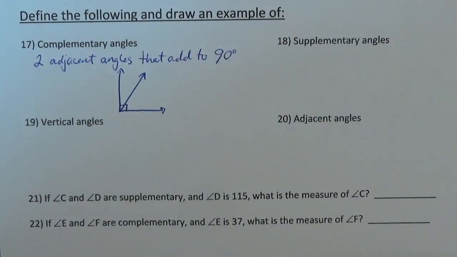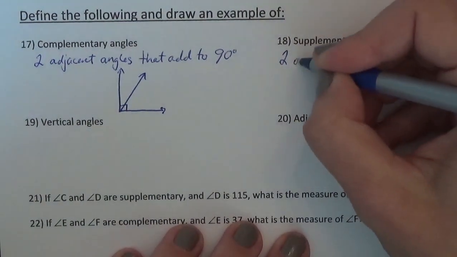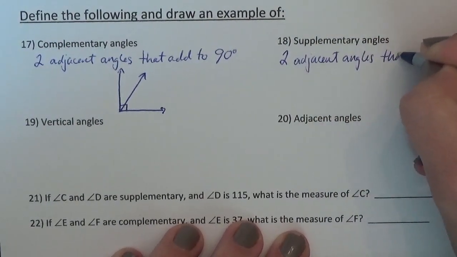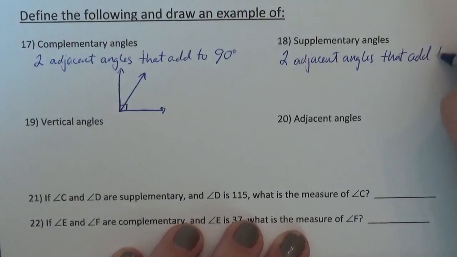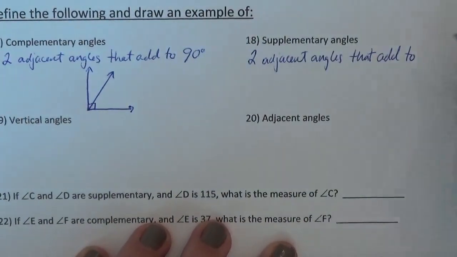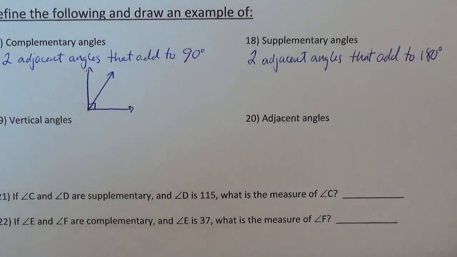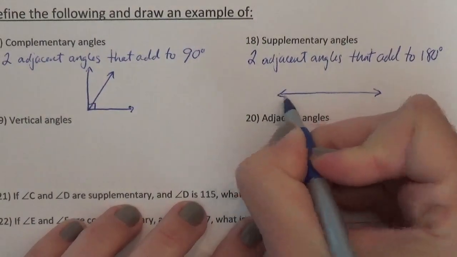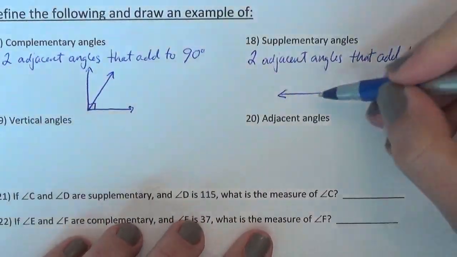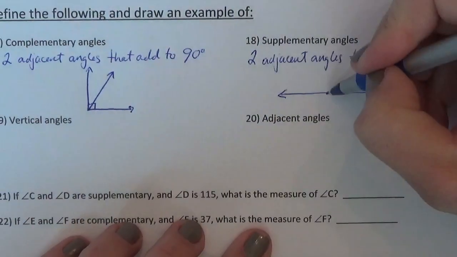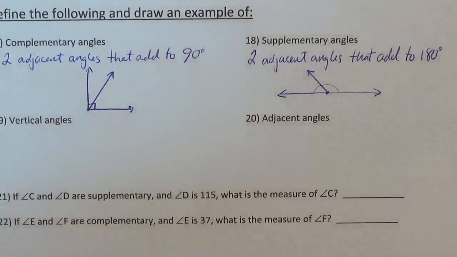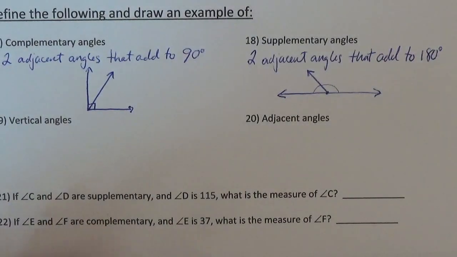There's complementary angles. All right, supplementary angles are going to be two adjacent angles that add to supplementary, adds to 180 degrees. And this is the straight line one, so I'm going to draw a straight line. Right, pretend there's a center. So if it was just that, that's a 180 degree, but it's two angles in there. So this angle plus this other one would be 180 degrees altogether.